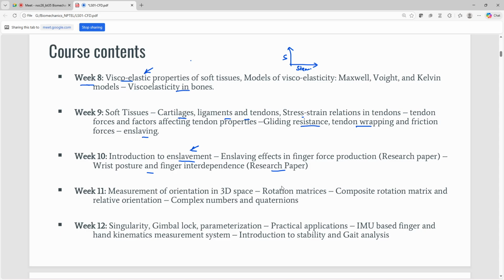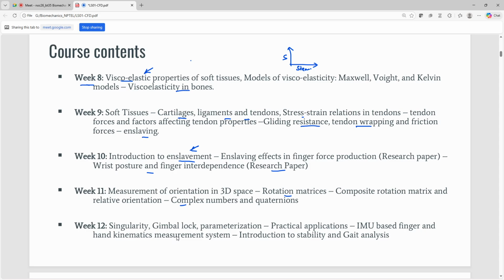To simplify that, there is something called rotation matrices. And these rotation matrices, actually, we will be discussing much earlier in the DH system itself, and how we can use these rotation matrices to predict the relative motion and relative orientation of the linkages is being discussed in week 11.